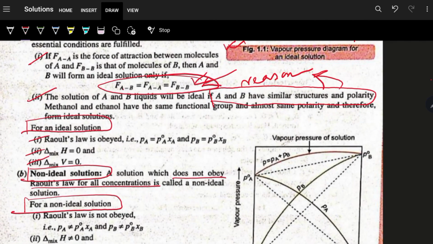So for an ideal solution, since it obeys Raoult's law, this is the expression that will be got. Delta H mix, that is, there will be no enthalpy change after mixing A with B.